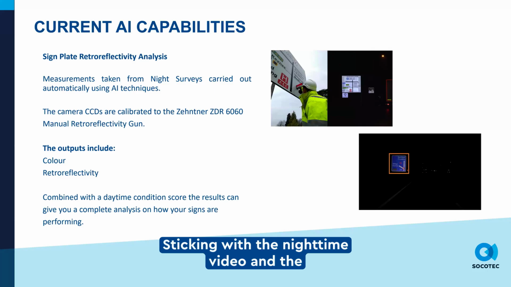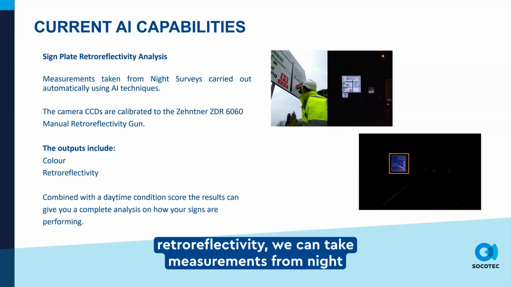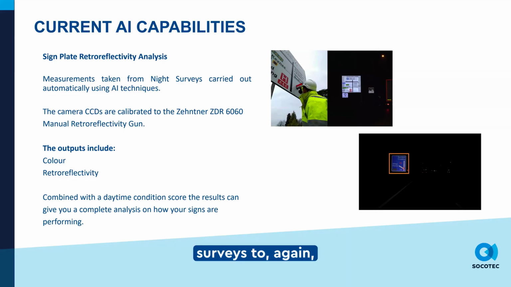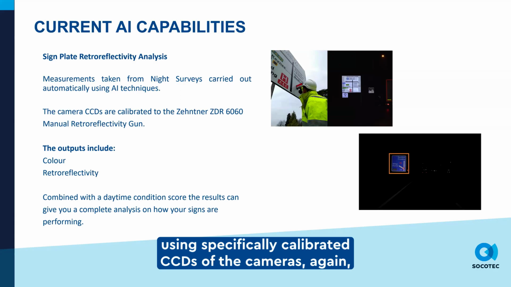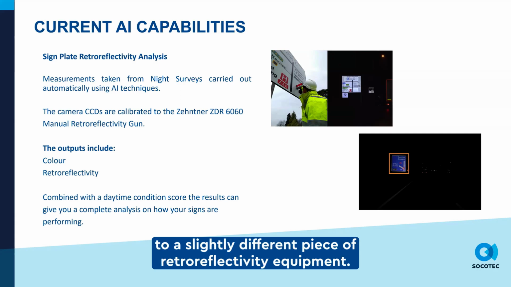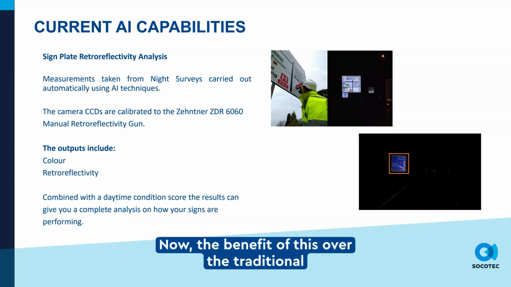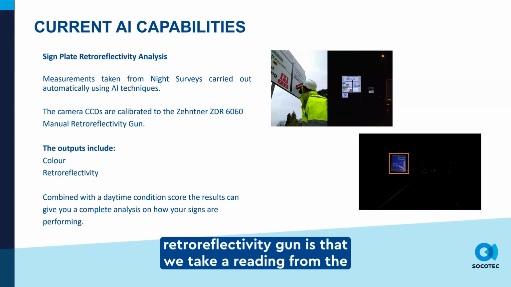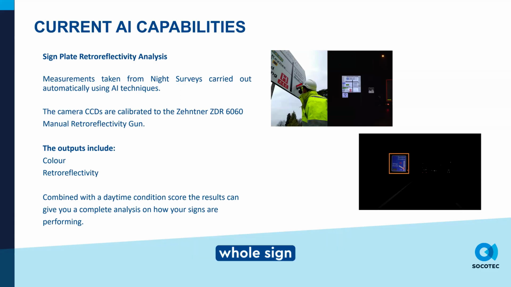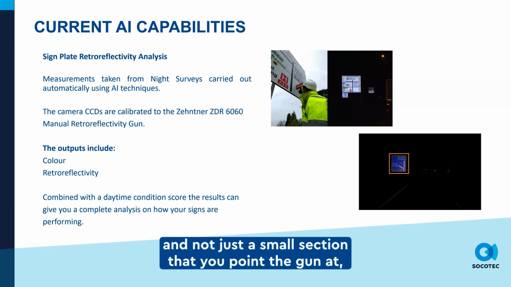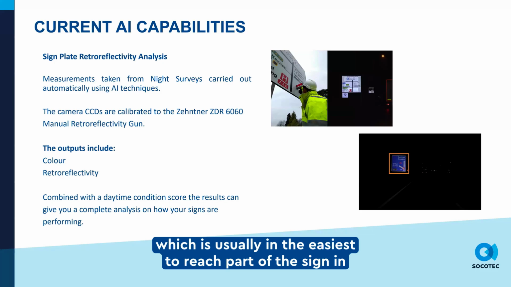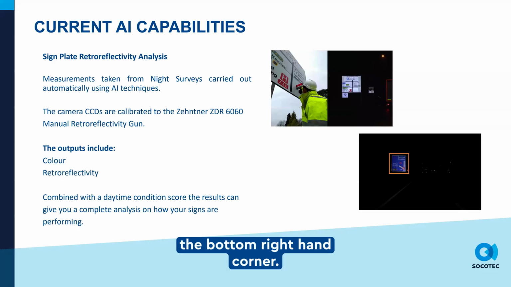Sticking with the nighttime video and the retroreflectivity, we can take measurements from night surveys, again using specifically calibrated CCDs of the cameras, to a slightly different piece of retroreflectivity equipment, and we can take the retroreflectivity of the sign as a whole. Now, the benefit of this over the traditional retroreflectivity gun is that we take a reading from the whole sign, and not just a small section that you point the gun at, which is usually in the easiest to reach part of the sign, in the bottom right-hand corner.